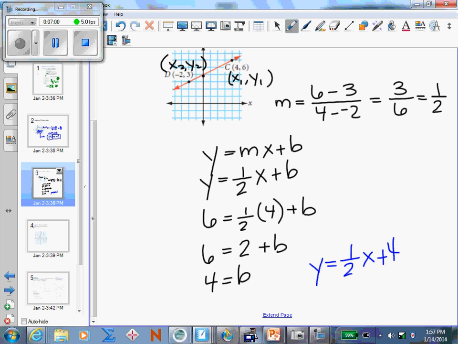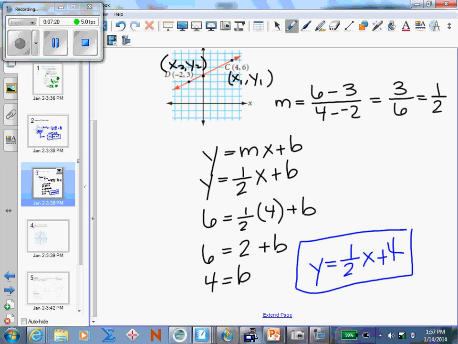So we will write, by looking at the graph and counting up to 4, and so we can write the equation. So y = mx + b, in this case, is y = 1/2 x + 4.